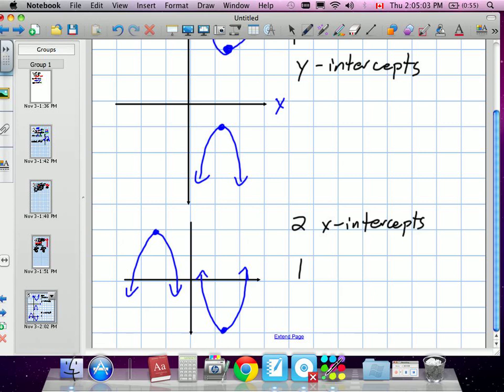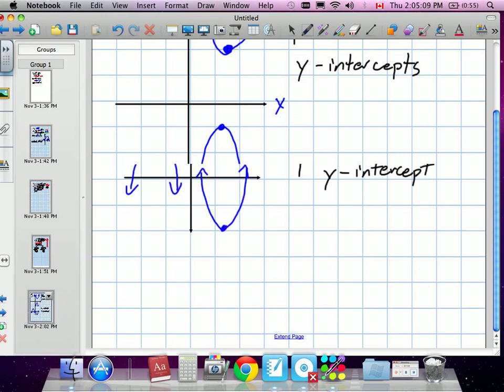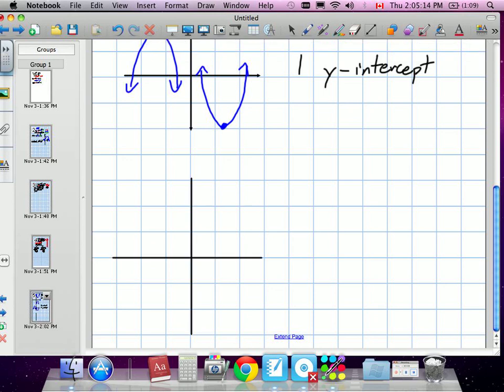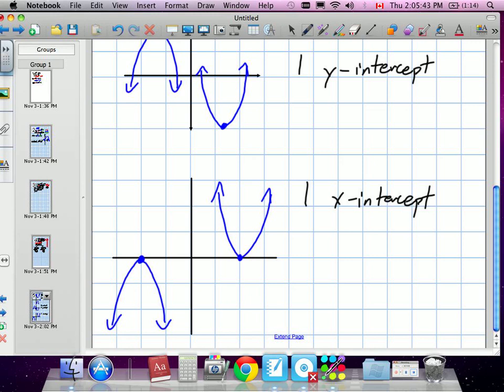And finally, the very rare case. If our vertex is on the x-axis, that means the vertex is right on it, and it doesn't matter which way it opens, we will have one x-intercept. Okay? So this is when the vertex is right on it. It touches it once. So we have one x-intercept. How many y-intercepts? Still just one y. This is every single case possible with a parabola.